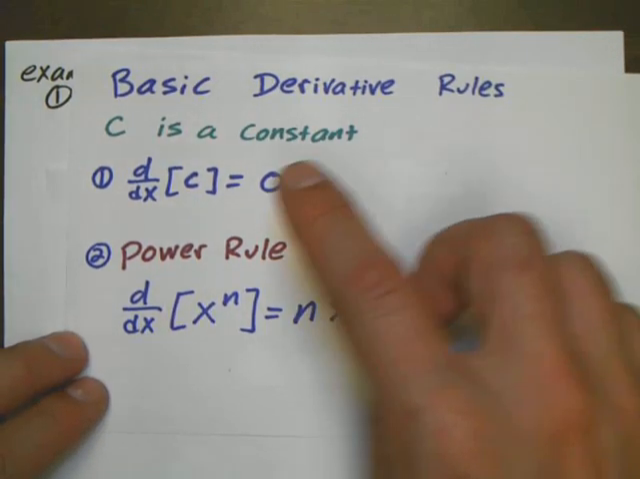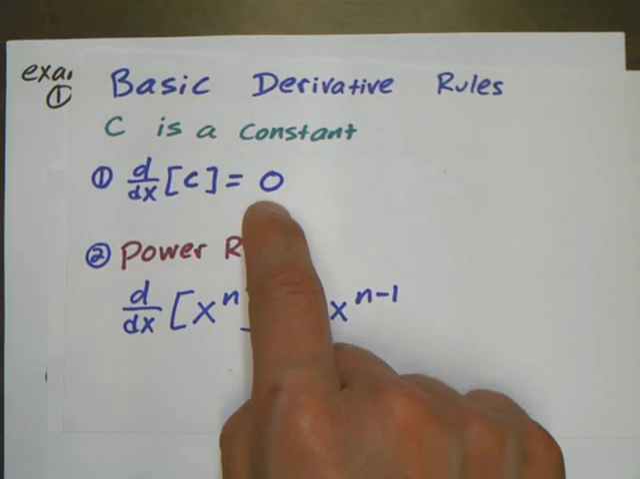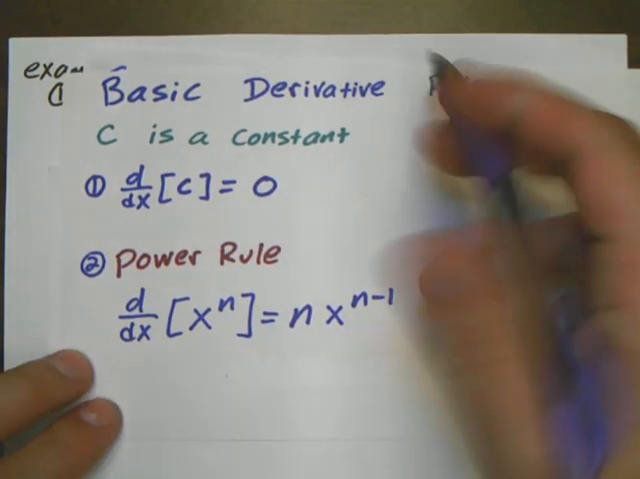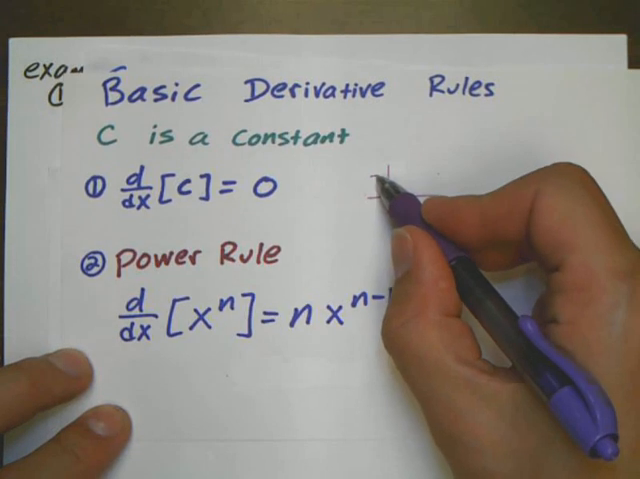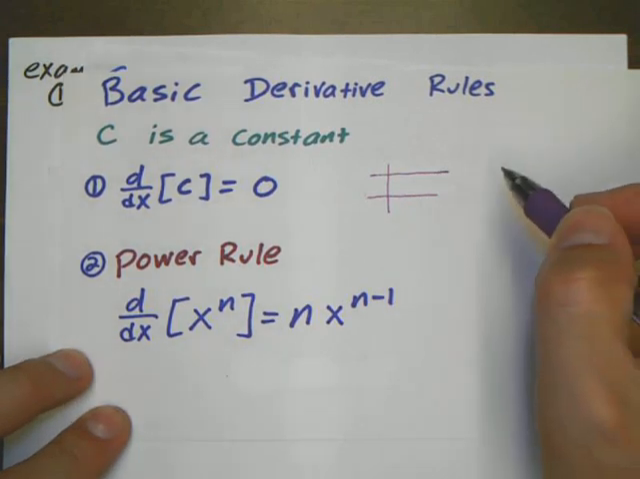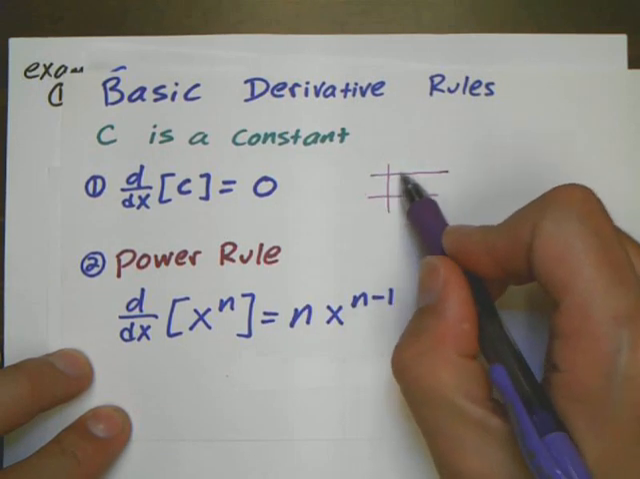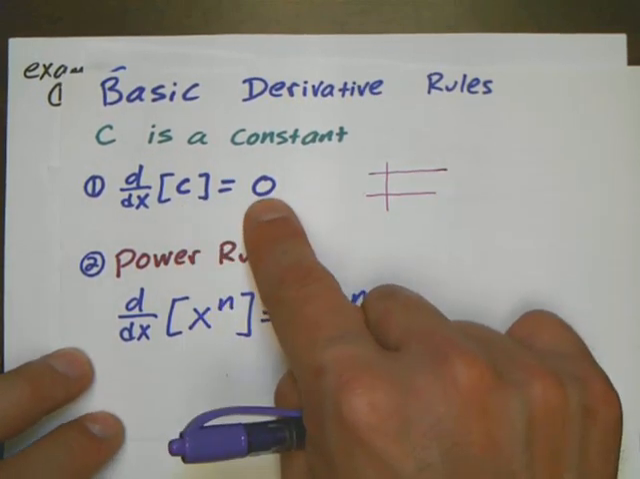The first one says that if you have a derivative of any constant, it's going to equal 0. Now think of it graphically. If you were to graph some constant, let's say y equal to 3, well, it's just going to be a horizontal line this way. And the slope of any horizontal line is equal to 0. That's why the derivative of a constant is 0.